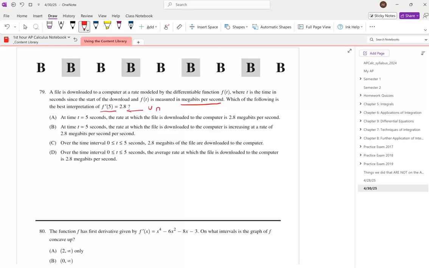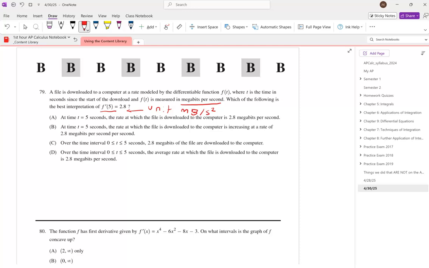So I would start by just identifying the unit. Since it's the rate of a rate, the unit for f prime should be in megabytes per second per second. So the first thing I'm going to do when I read this is eliminate all the options that are the incorrect unit.